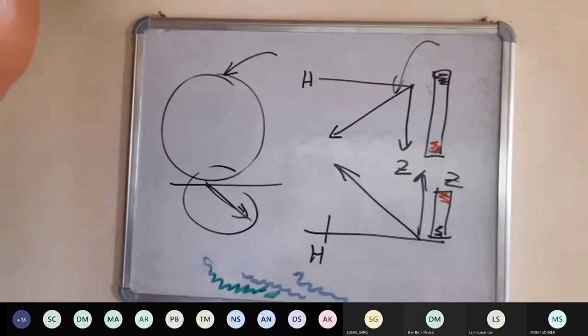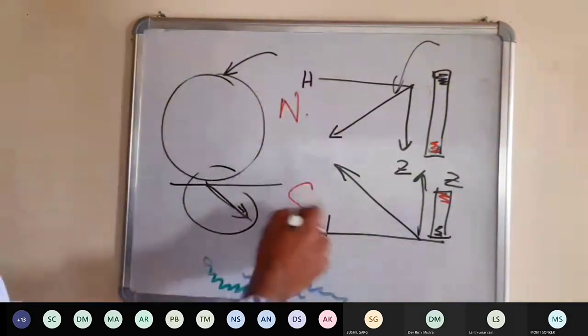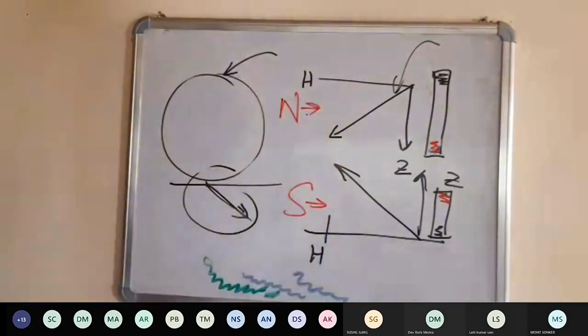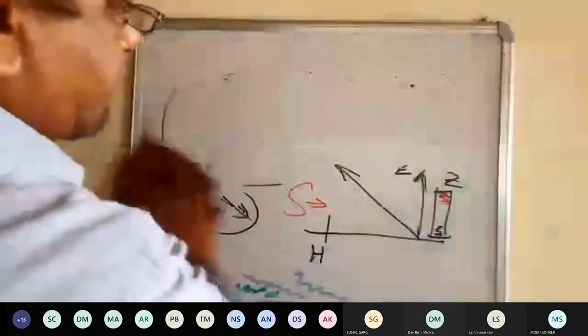Clear? Mohit has already explained it, so it is clear to him. Other people, everybody clear? This we are talking about in the northern hemisphere, and this in the southern hemisphere. This is how the poles will be developed in the vertical soft iron.